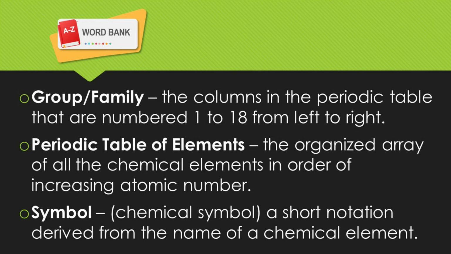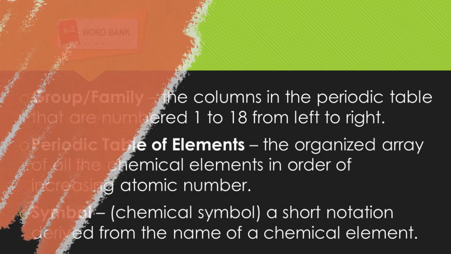Group or family, the columns in the periodic table that are numbered 1 to 18 from left to right. Periodic table of elements, the organized array of all the chemical elements in order of increasing atomic number. Symbol or chemical symbol, a short notation derived from the name of a chemical element.